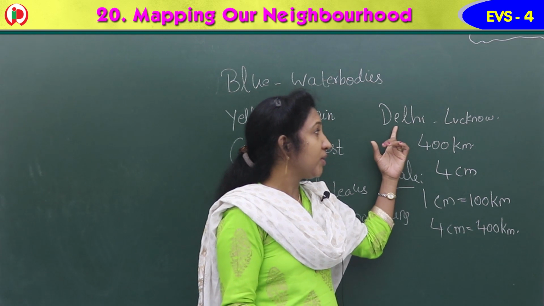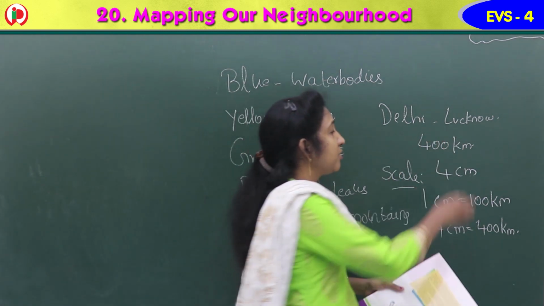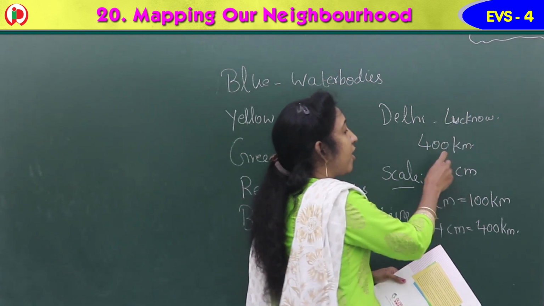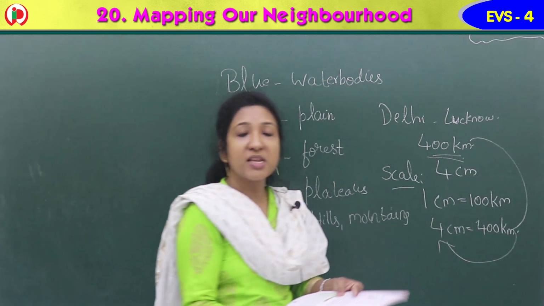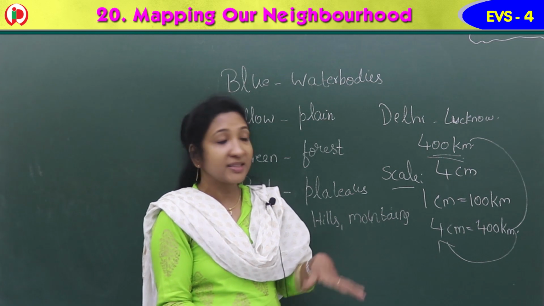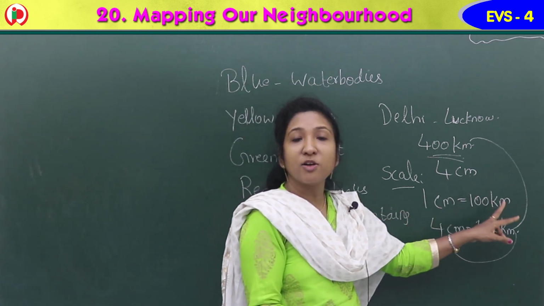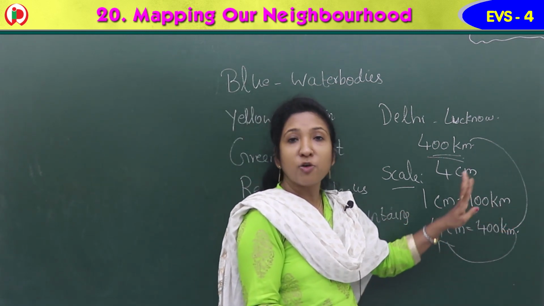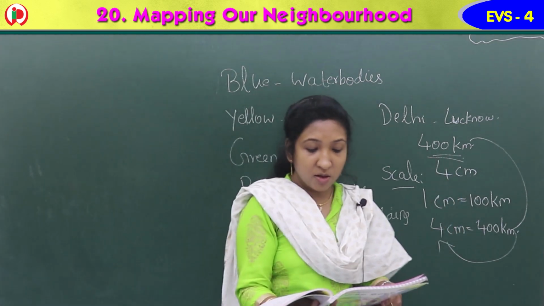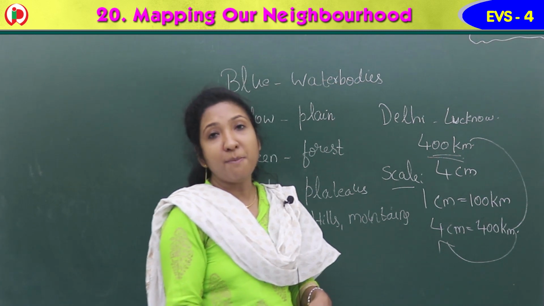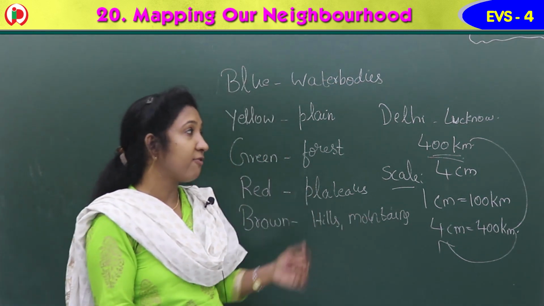So the distance between Delhi and Lucknow is 400 kilometers. That 400 kilometers they have shown as 4 centimeters on a map. The scale used is 1 centimeter is equal to 100 kilometers. So 4 centimeters is equal to 4 into 100, 400. Yes, so this is known as the scale of a map. This is called the scale of a map.